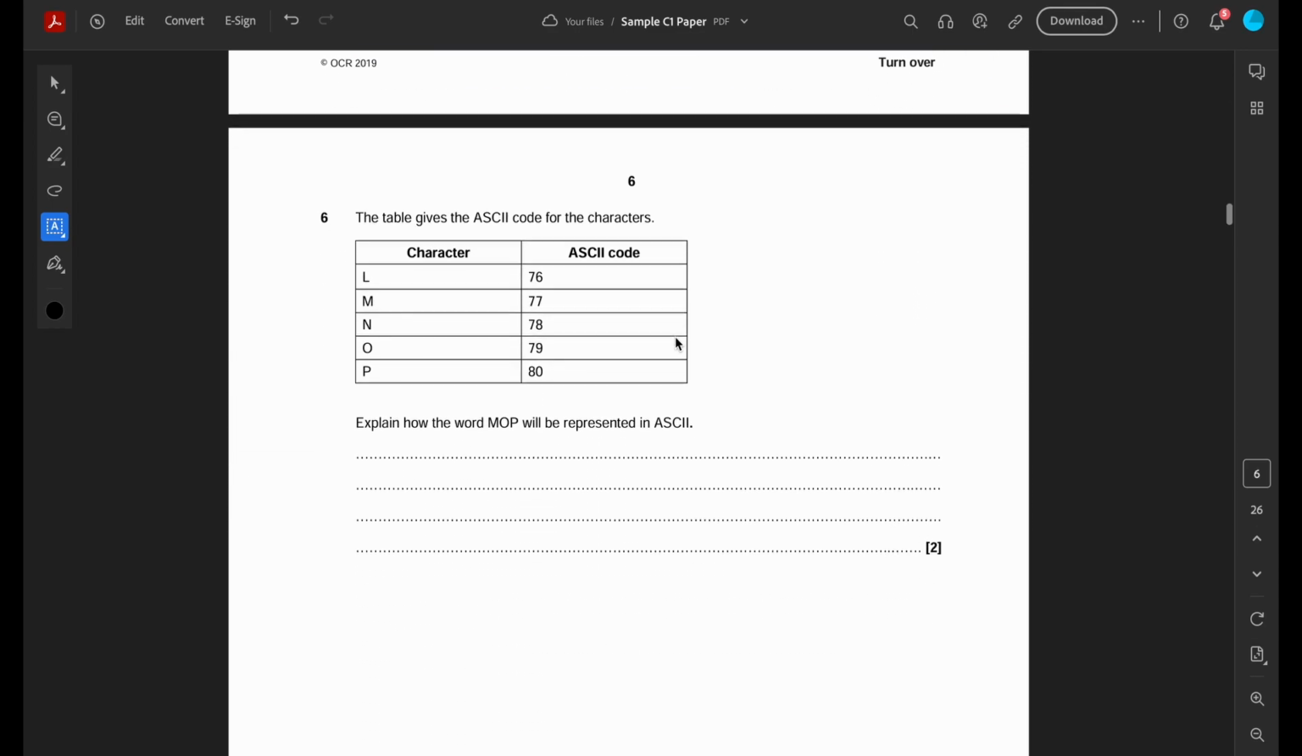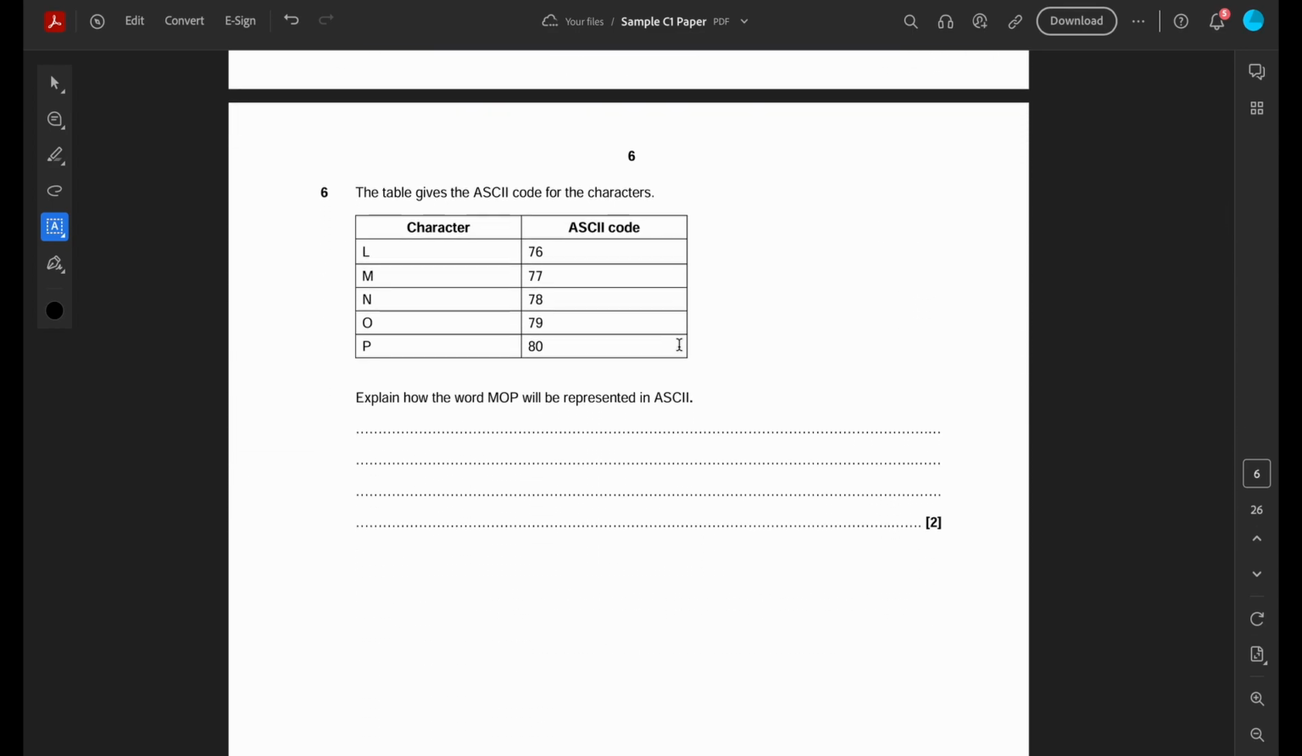So there's that done. So the table gives ASCII code for the characters. Explain how the word mop would be represented in ASCII. It's a bit of a funny question because it doesn't really say whether it wants us to use them. We could talk a little bit about it. So in ASCII, each letter has a unique representation, like shown in the table above.